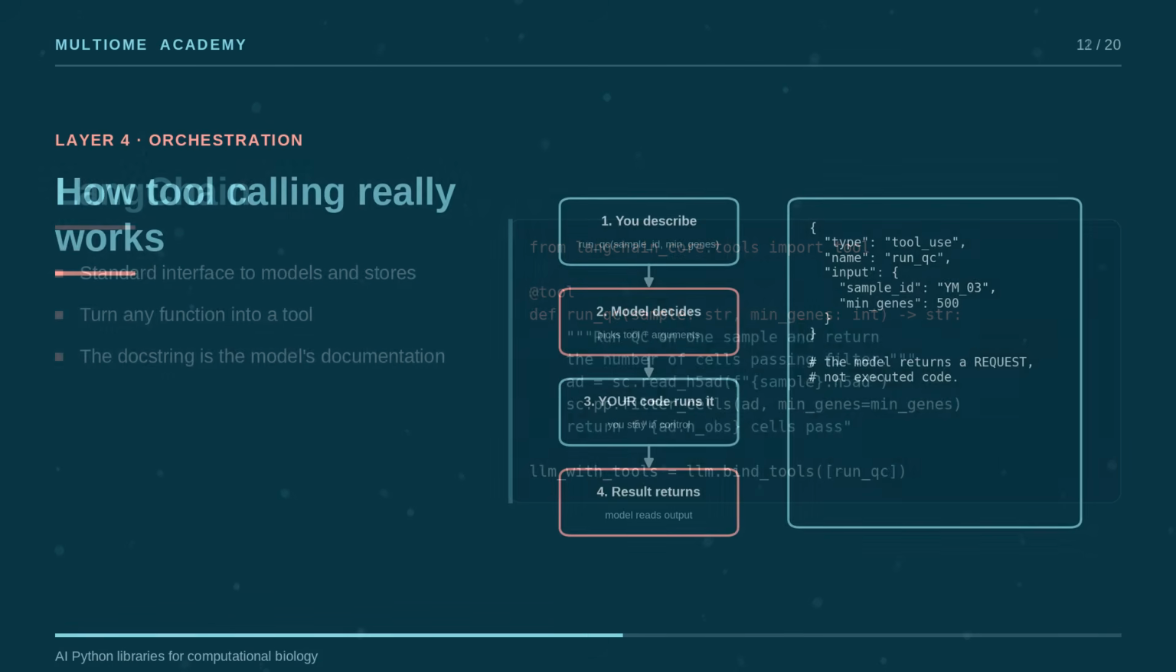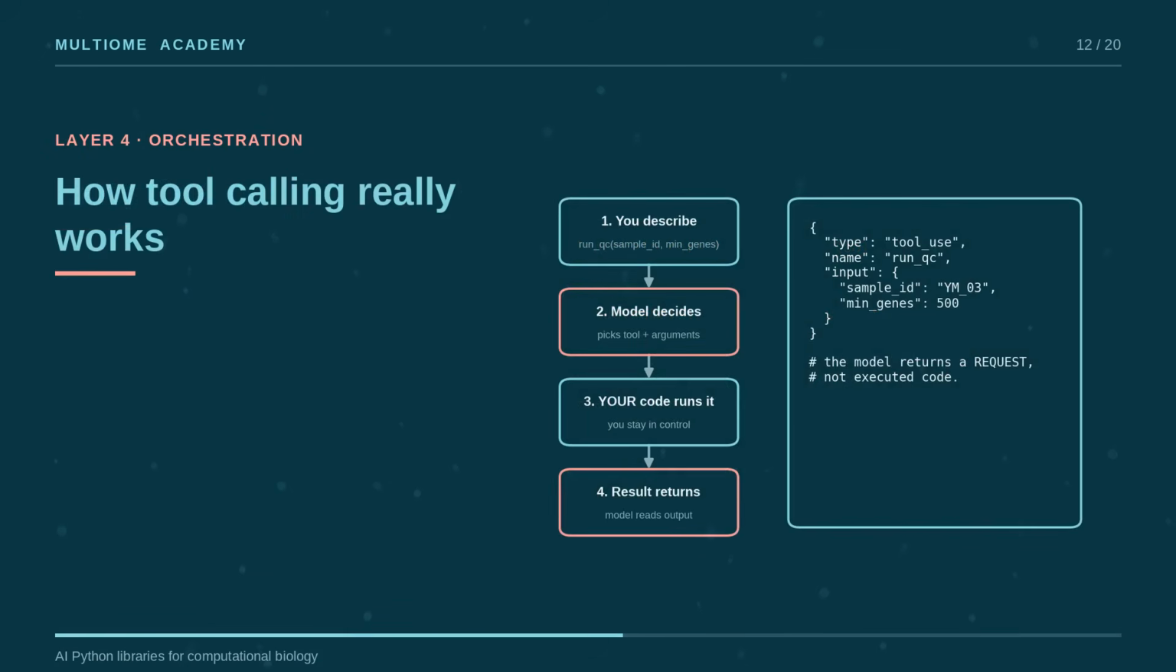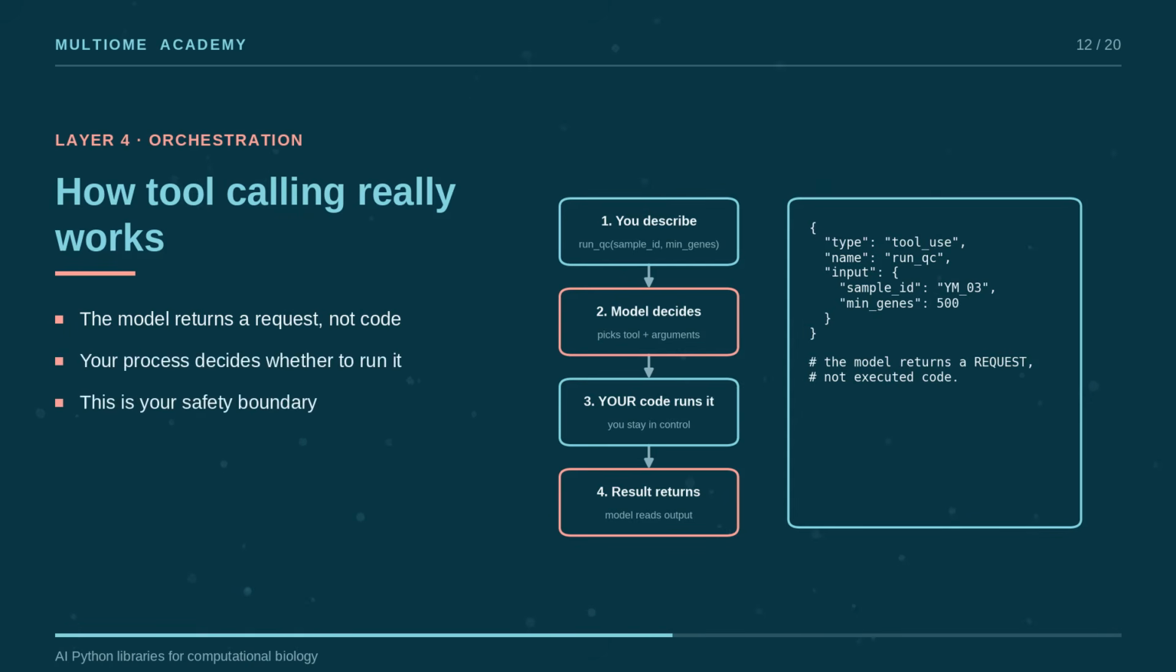Tool calling is the concept that makes all of the agent frameworks work, and it is worth being precise about it. The model does not run your code. It reads your function descriptions, decides which one to call and with which arguments, and returns that request as structured data. Your process then decides whether to execute it and passes the result back. That separation is your safety boundary. You keep complete control over what actually runs on your machine.